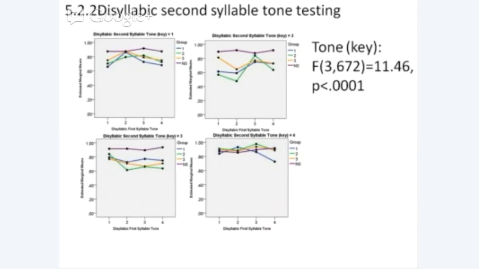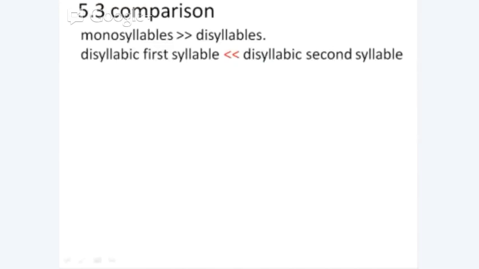And so this is for the third tone and fourth tone. So the tone effect is very significant, and the group effect is also very significant. And also there is a strong interaction between the tone and group. So comparing across different syllables and positions, the accuracy of monosyllables is, as predicted, higher than the disyllables.